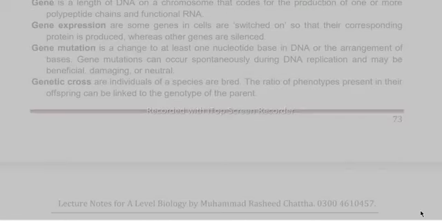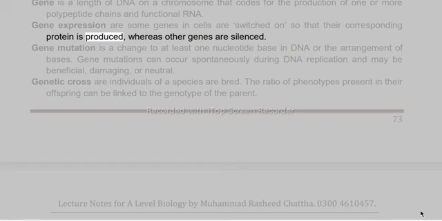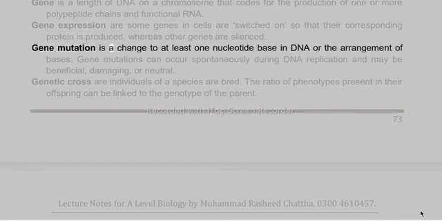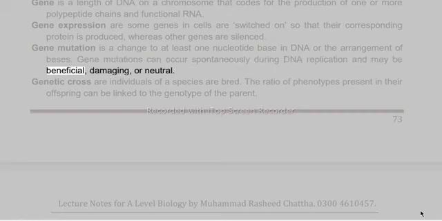Gene: a length of DNA on a chromosome that codes for the production of one or more polypeptide chains and functional RNA. Gene expression: some genes in cells are switched on so that their corresponding protein is produced, whereas other genes are silenced. Gene mutation is a change to at least one nucleotide base in DNA or the arrangement of bases. Gene mutations can occur spontaneously during DNA replication and may be beneficial, damaging, or neutral.